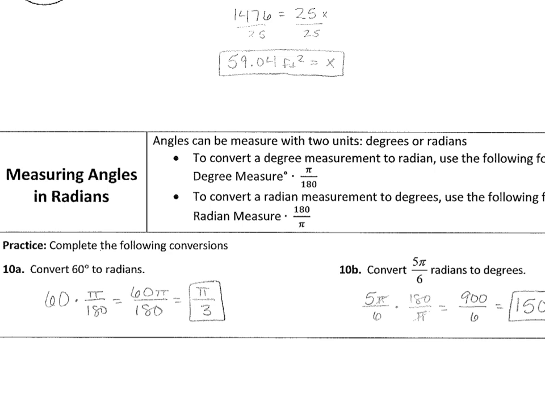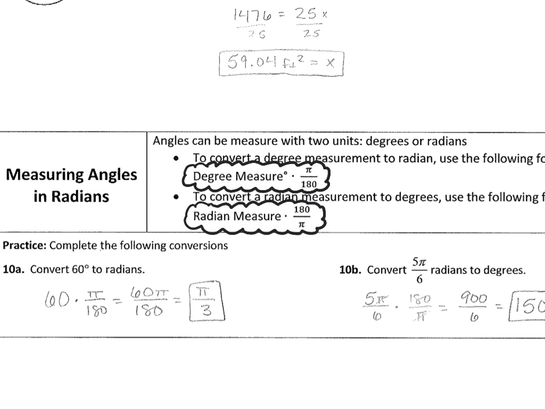So we're going to put a little cloud around this. To convert a degree measure to radians, you are going to multiply that degree measure by pi over 180. To convert a radian measurement to degrees, you're going to do radian measure times 180 over pi.